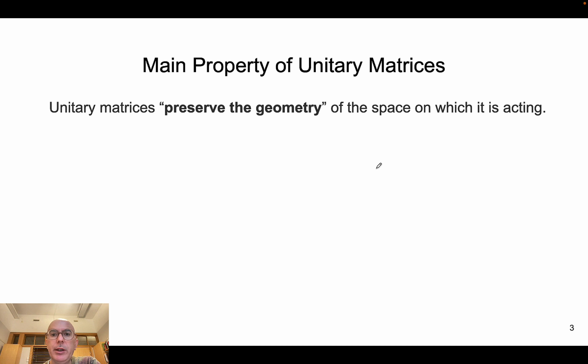The main property of unitary matrices is a special one: transformations that are expressed by unitary matrices preserve the geometry. For instance, if you have a vector with a length associated with it, and you apply a transformation associated with a unitary matrix, the length of the vector will be preserved. That's why we say that unitary matrices preserve the geometry of the space on which they are acting.